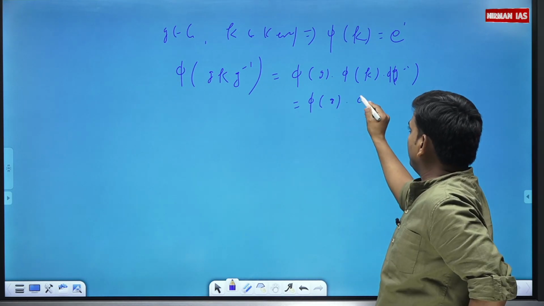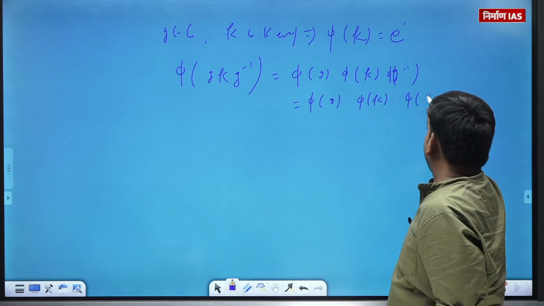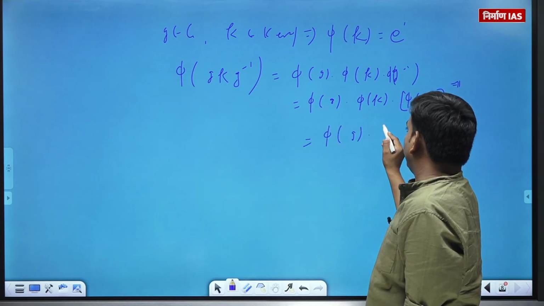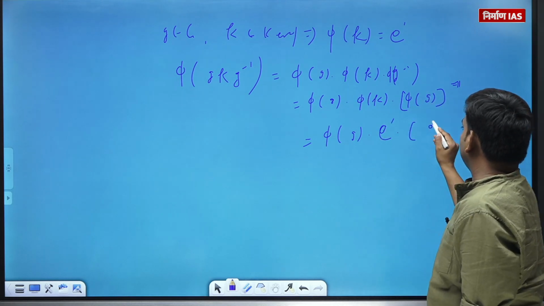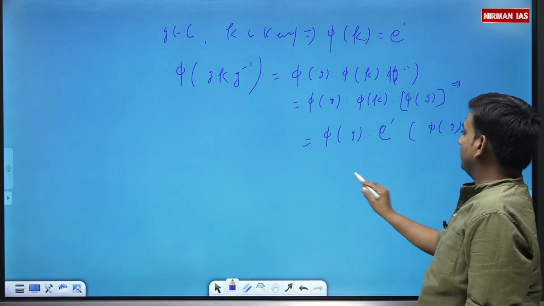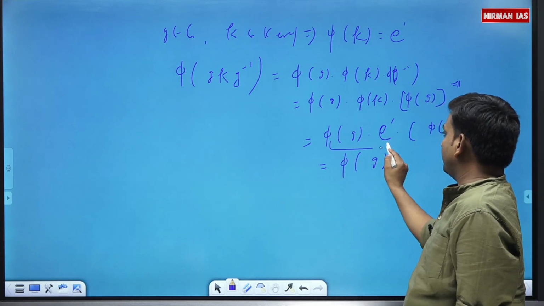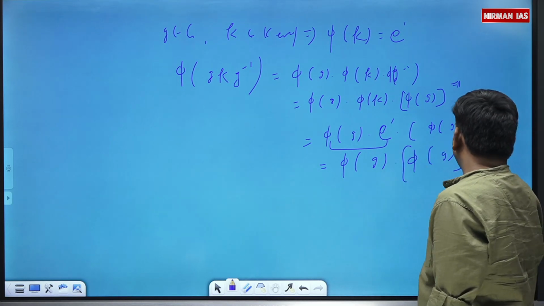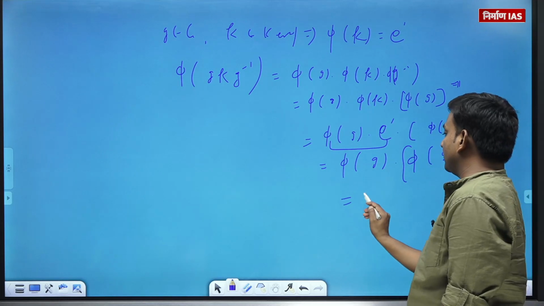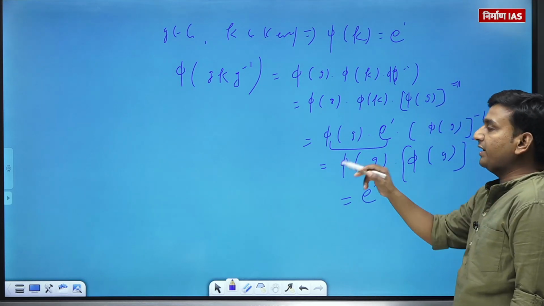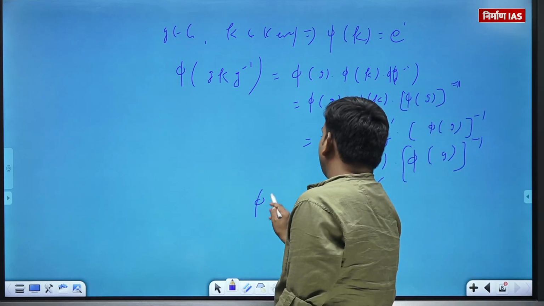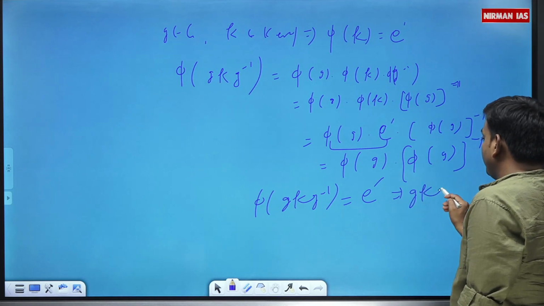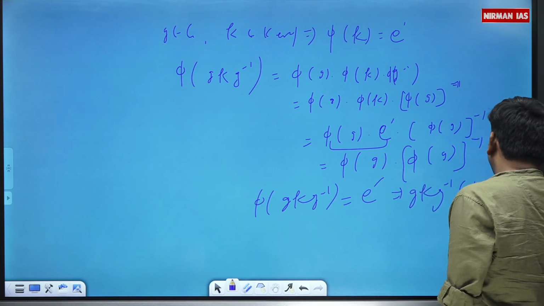By the property of homomorphism, it will be phi of g, phi of k, phi of g inverse. Is that clear? So phi of g into, this is identity only, and this is phi of g inverse. This is phi of g composed with identity, which is phi of g, composed with phi of g inverse. So a composed with a inverse gives me identity. Phi of g is an element of G dash. So what does it show here? Phi of g k g inverse is e dash. This implies g k g inverse belongs to kernel phi.